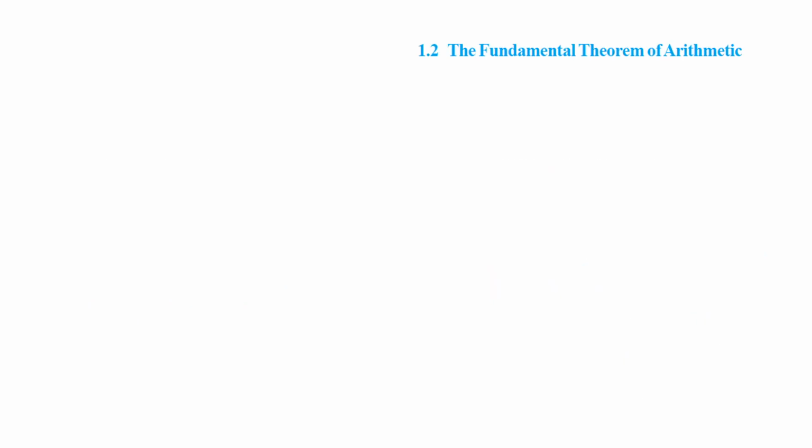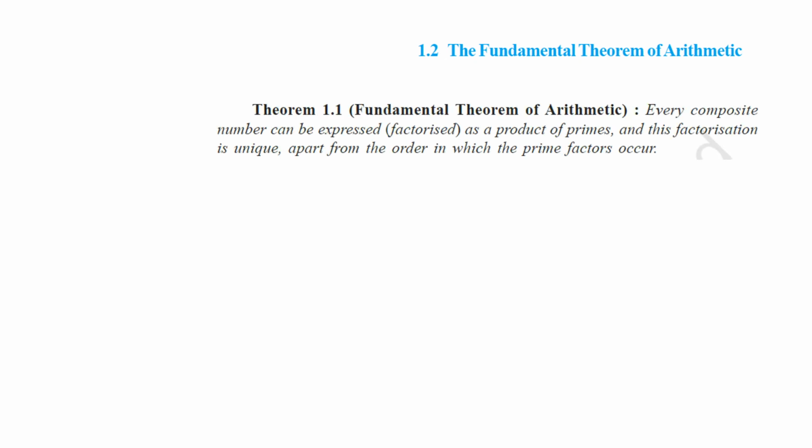Now let's come to the very first theorem of real numbers, the fundamental theorem of arithmetic. So this is central to a topic of math called number theory, which you'll learn later if you try to pursue mathematics. Anyway, here we don't have any proof, but let's state the theorem. The fundamental theorem of arithmetic says every composite number can be expressed as a product of primes, and this factorization is unique.